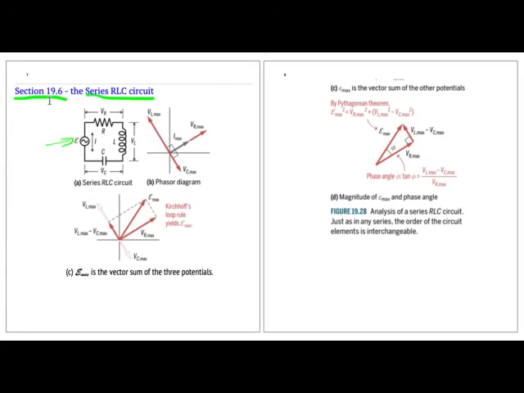All right, so that was section 19.5. It describes the reactances and the phase angles for a resistor, an inductor, and a capacitor. Now, section 19.6 considers an AC circuit with all three elements: resistance and inductance and capacitance. So we have a resistor connected to an inductor, connected to a capacitor, and those three are all connected to, or the two ends are connected to, an alternating current generator.